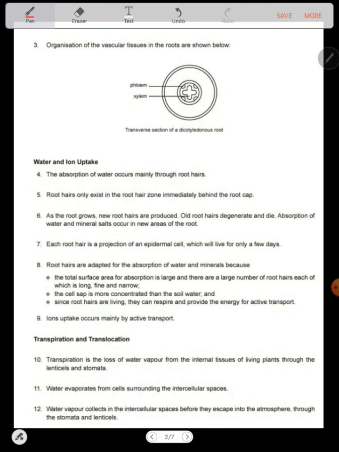So let's look at the structure of a dicotyledonous root. The one that we looked at was a stem. Now a root looks like this, though it still has a vascular bundle. How is water taken up? The absorption of water occurs mainly through the root hair cells. You must know that. Root hairs only exist in the root hair zone, immediately behind the root cap.